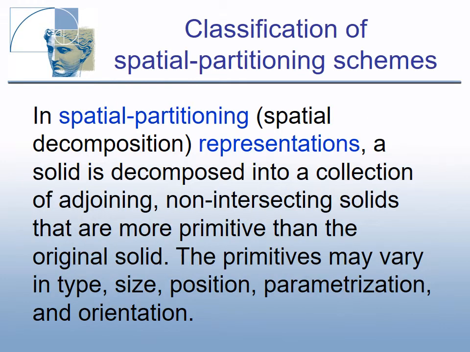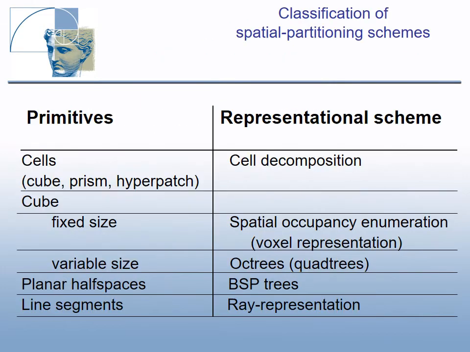In spatial partitioning or spatial decomposition representations, a solid is decomposed into a collection of adjoining non-intersecting solids that are more primitive than the original solid. The primitives may vary in type, size, position, parameterization, and orientation depending on the particular scheme. This table gives the classification of representational schemes depending on the type of primitives. See the first row of the table.